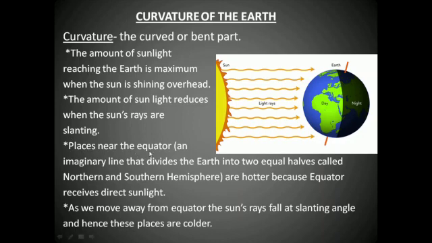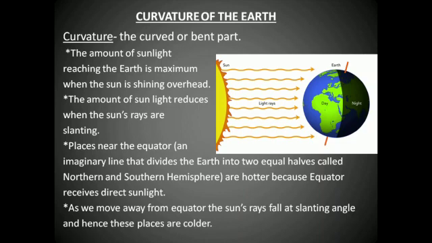Places near the equator. Now what is an equator? Equator is an imaginary line that divides the earth into two equal halves called northern hemisphere and southern hemisphere. It passes through the center of the earth. Places near the equator are hotter. Now why are the places hotter? Because they receive the direct sunlight. So the places near the equator are hotter.